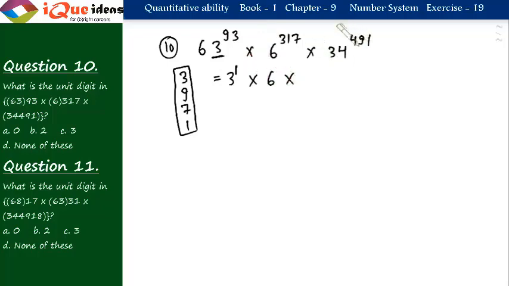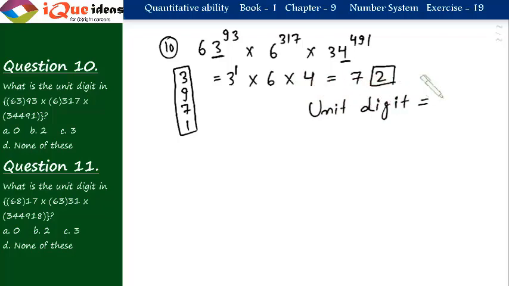6 to the power anything never changes, it remains 6. 4 to the power odd number will always end in 4, and 4 to the power even number will always end in 6. Here it is 4 to the power 491, that is odd number, so it has to be 4. So 3 into 6 is 18, 18 into 4 is 72, so our answer will be 2 because the question is asking only the unit digit. So unit digit in this case is 2.